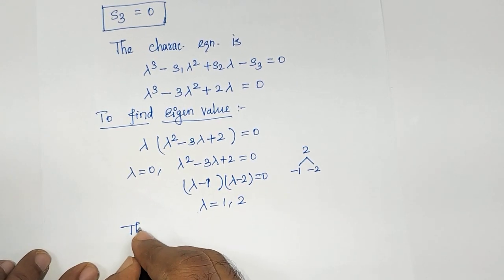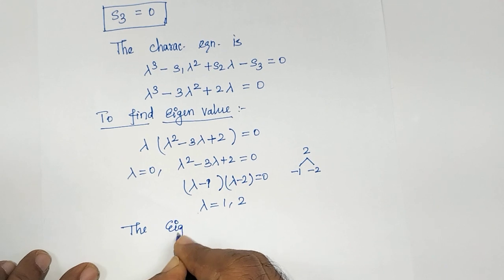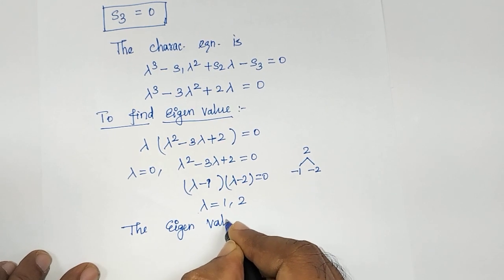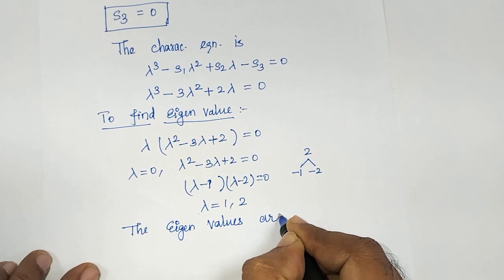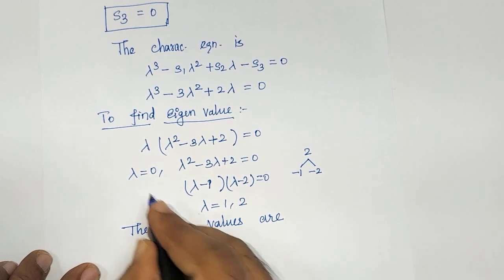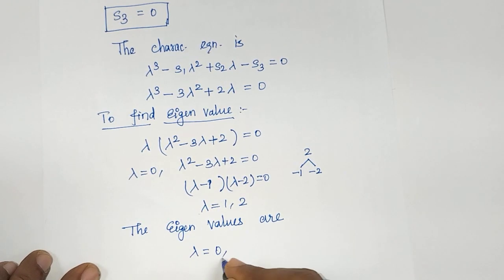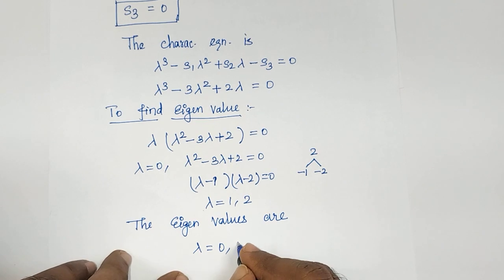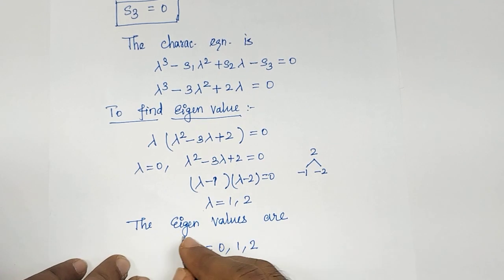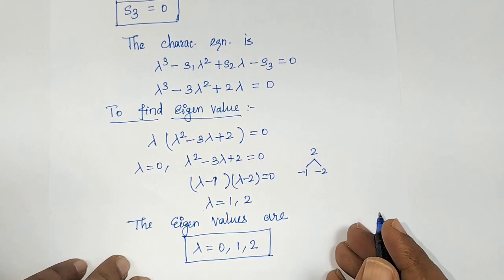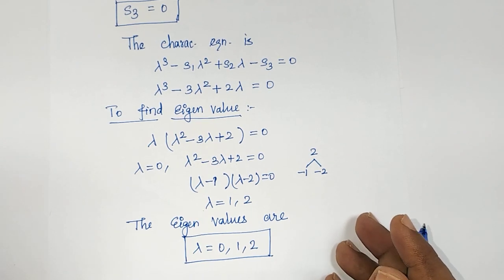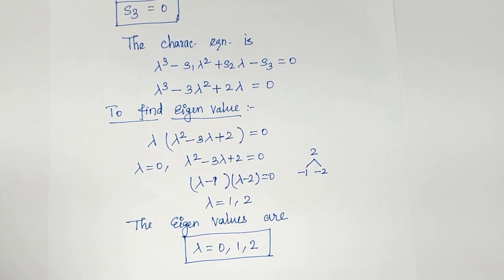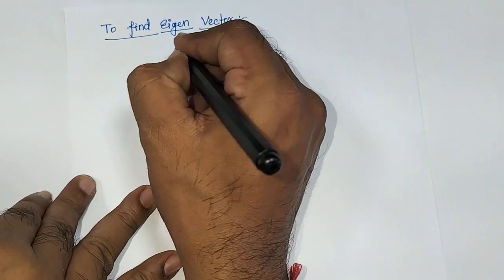So the eigenvalues are lambda equal to, we already have one value 0, and this one 1 and 2. These are our eigenvalues. Based on these eigenvalues, we have to find the eigenvectors. Now I am going to find the eigenvector.